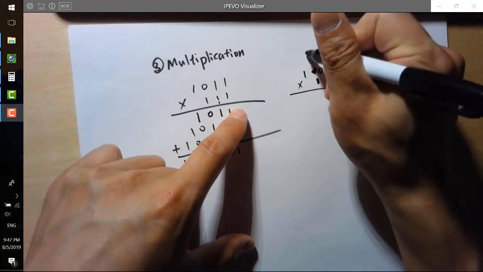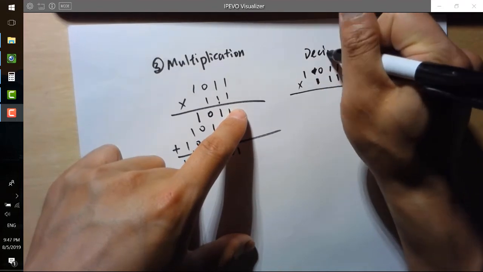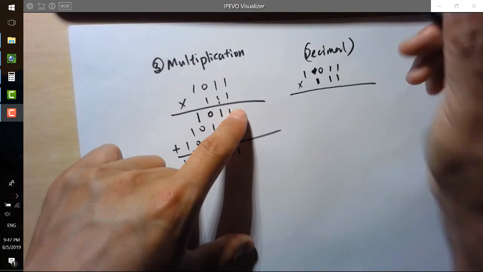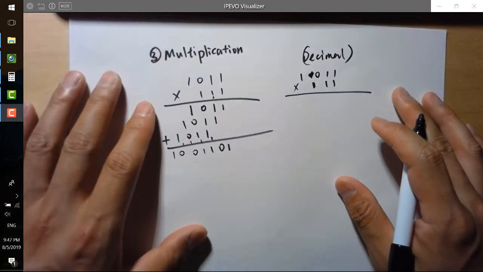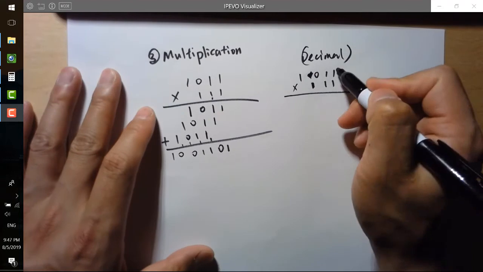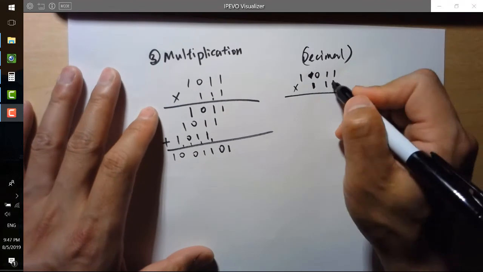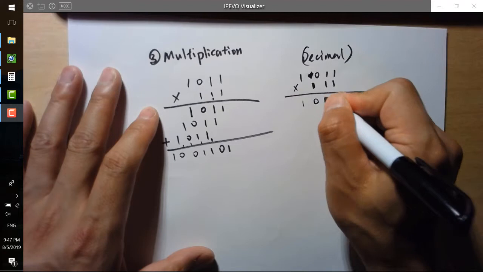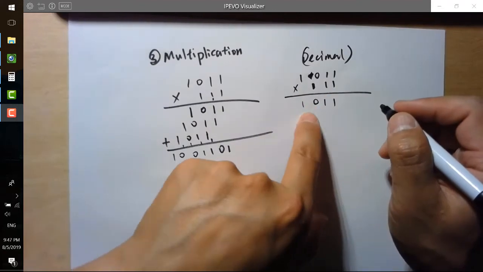So if they are decimal numbers, for example, so what that will look like. When you are doing the multiplication, it's actually the same rules, right? So 1 times everything is going to be 1011. So now this number is not binary anymore.